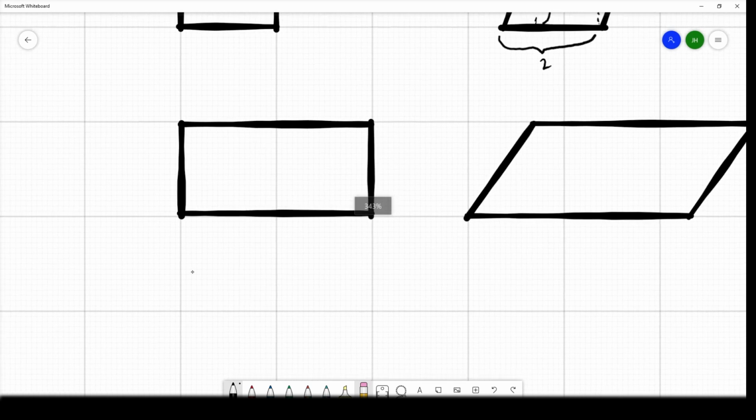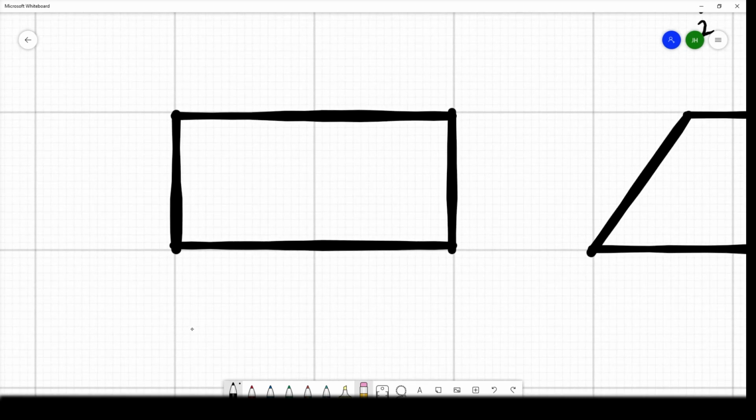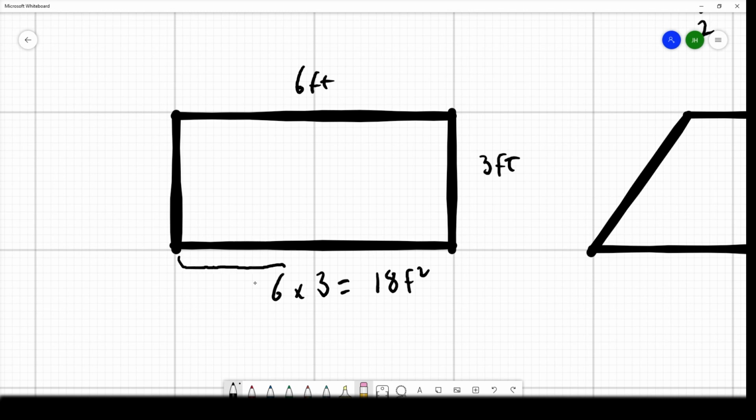Now let's look at a rectangle. So I chose a rectangle that we're going to say is 6 feet long by 3 feet high. And we will find the area by going 6 times 3, and 6 times 3 equals 18 feet squared. Fairly straightforward, just like a square, except that you go length times width. So length, remember, area is always length times width. So that's length, that's width. Usually width is a shorter measure.